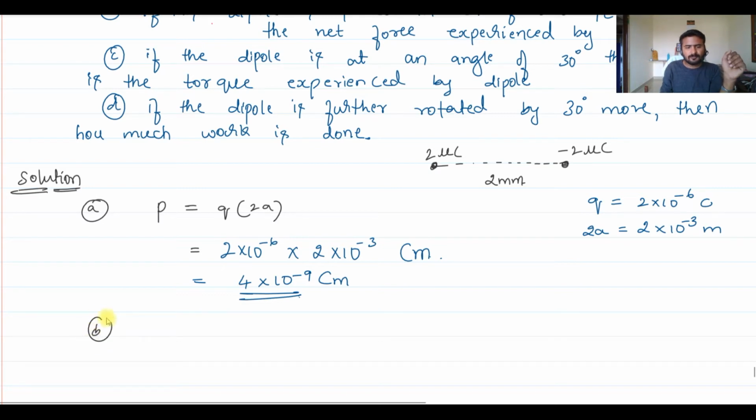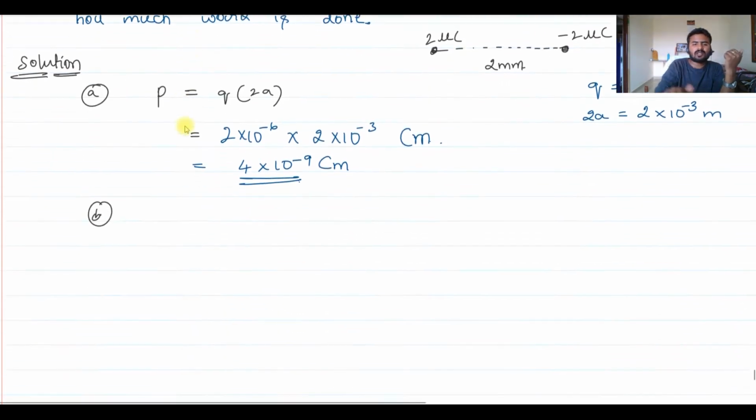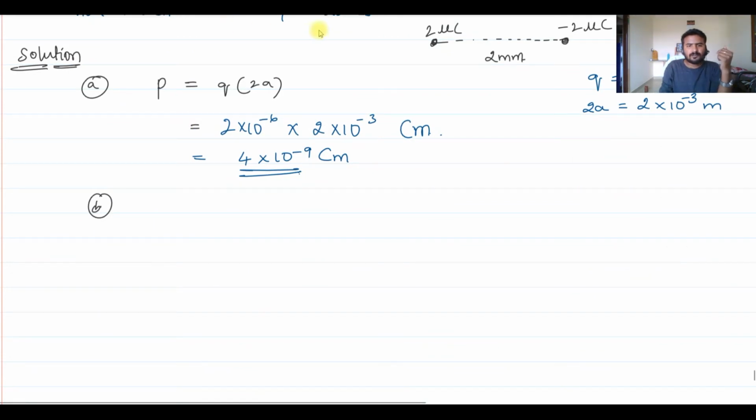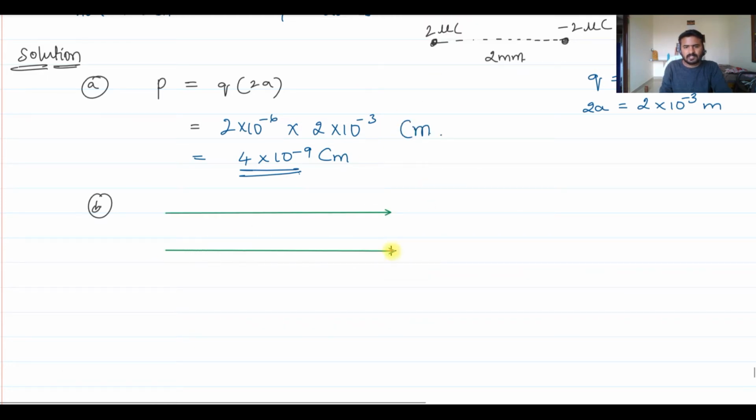Easy, right? Now the second question is what? If this dipole is placed in an electrical field of 200 kilonewton per coulomb, the electrical field strength is 200 kilonewton per coulomb, it seems. Then what is the net force experienced by this dipole? Let's draw the electrical field here. Okay. So I have this electrical field here. Let's draw a few more electrical field lines.